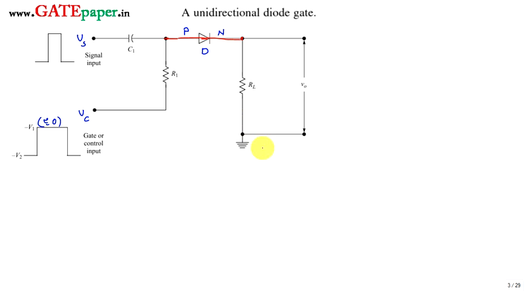Since the N side is connected at 0 volts, this side voltage must be positive. If you apply a positive voltage across the P side, then that will be transmitted towards the output. Otherwise, the diode is under reverse bias. So this unidirectional gate transmits only positive signals. If you reverse the diode, then it can transmit only negative signals. Now we are discussing only positive signals.